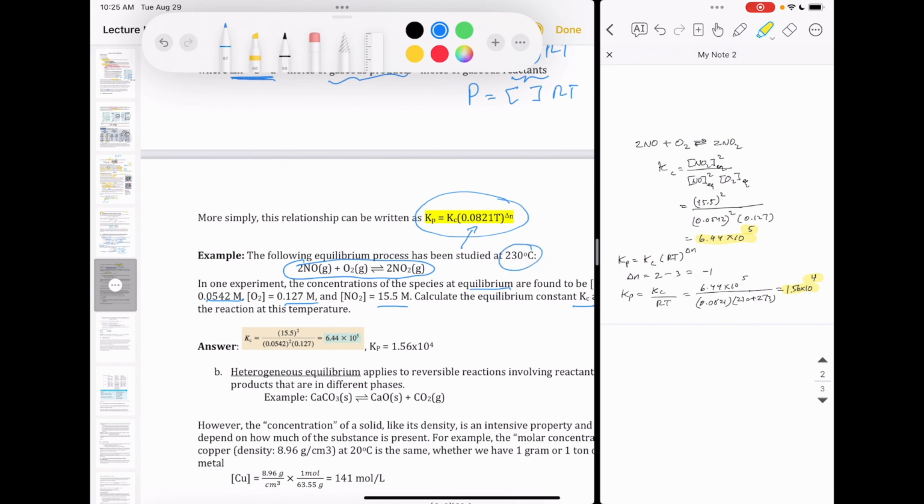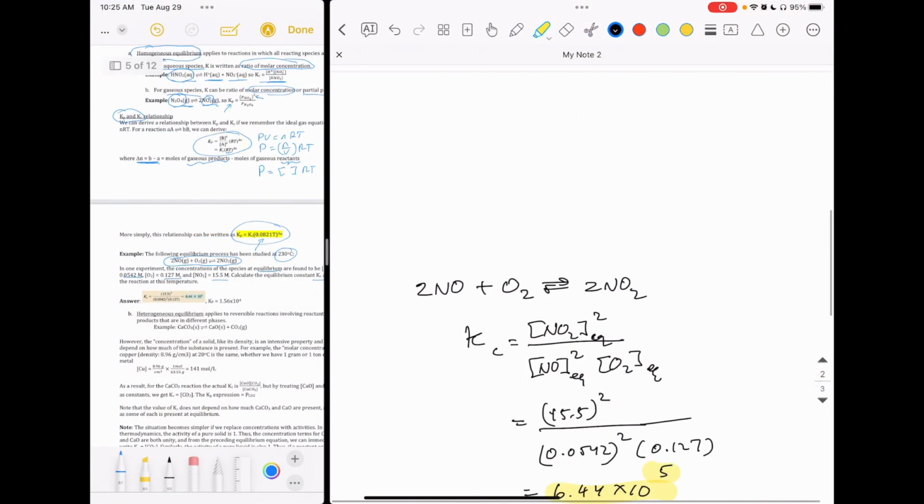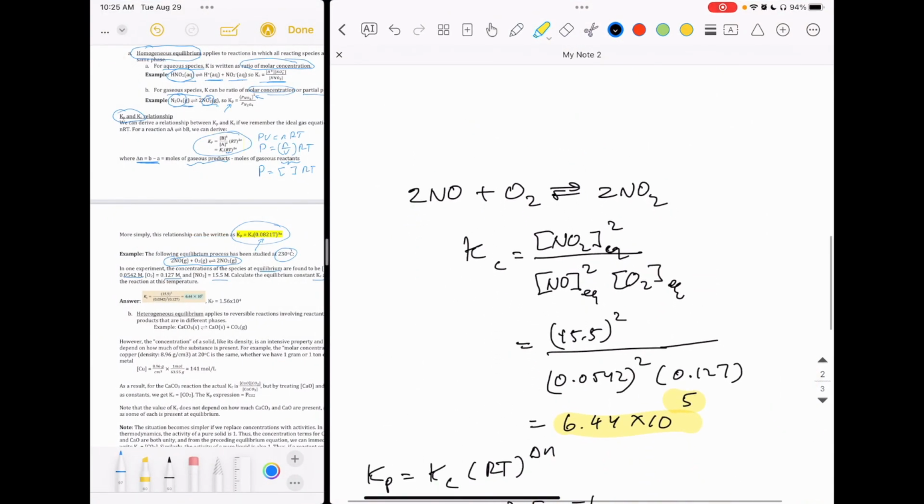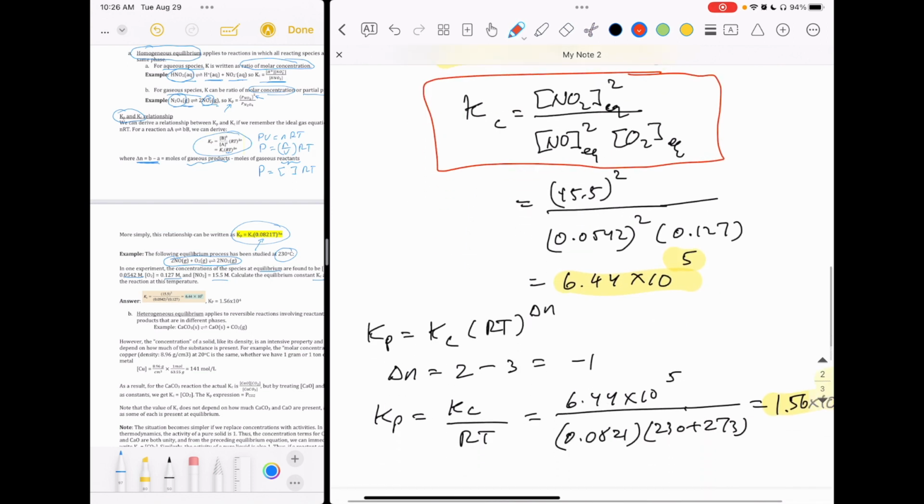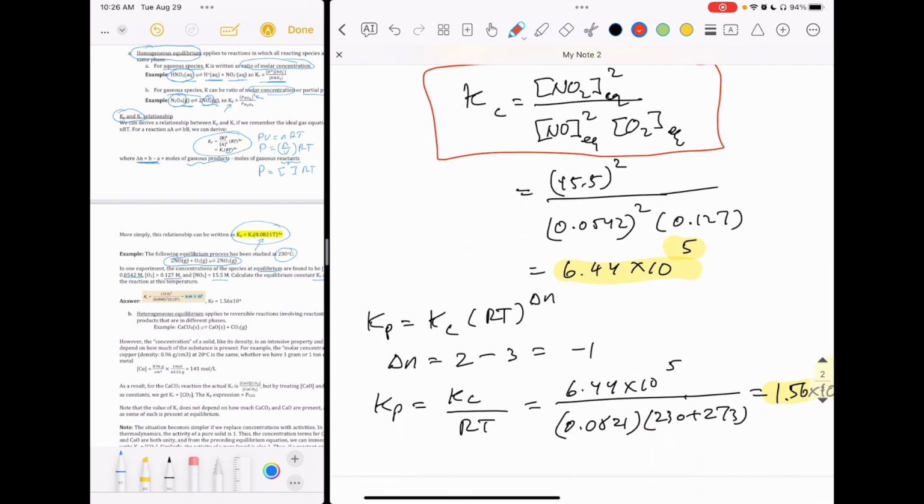The Kc expression should be hopefully pretty easy to see. The reaction is this, right, at the top. So the Kc expression should just be this expression right here: NO2 squared over NO squared times O2, okay? Plug in all the numbers we're given because they're all equilibrium concentrations already. We get this number, 6.44 times 10 to the 5th, as our Kc.